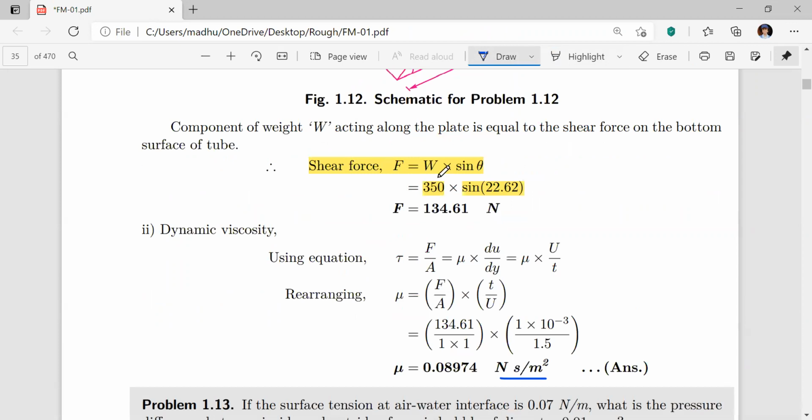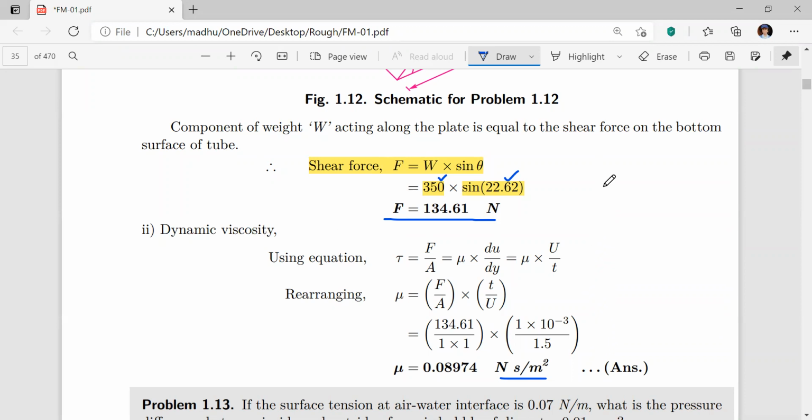Now W value is given, 350. Sin theta I have calculated, 22.62. After that F value I will get 134.61 Newton. So now using this equation, you just see what equation I have used to calculate the dynamic viscosity.